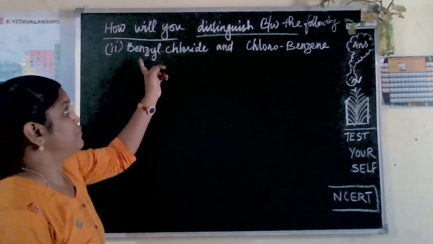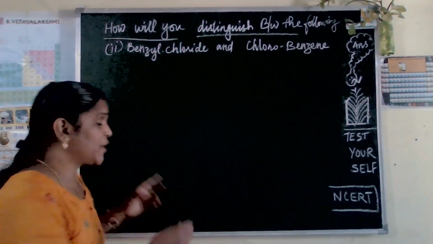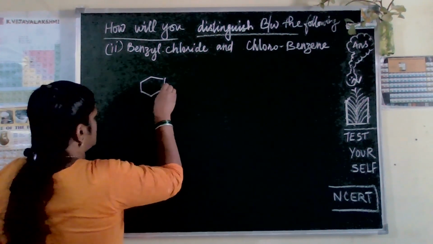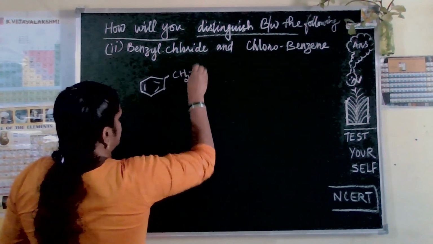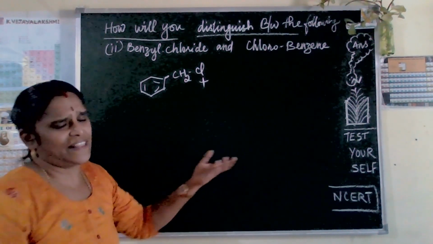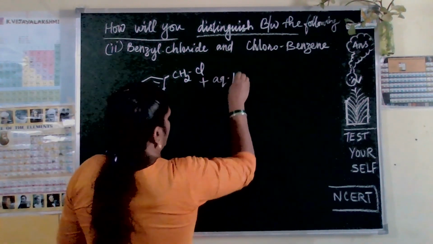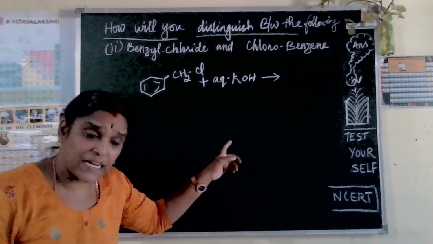The next question: distinguish between benzyl chloride and chlorobenzene. Benzyl chloride, how to write that? C6H5CH2Cl. How to identify? The same concept, aqueous KOH. Before reacting with aqueous KOH, it has to be acidified with nitric acid.